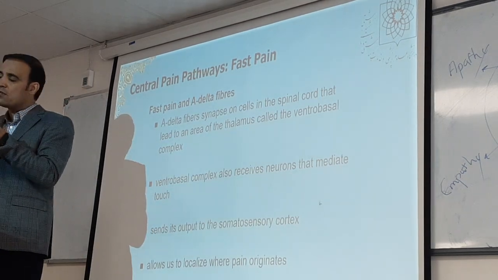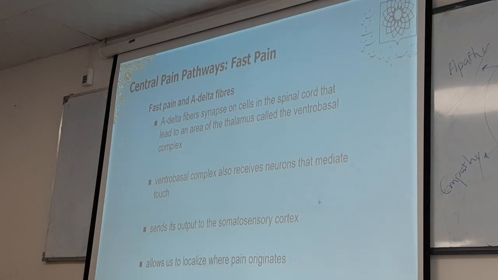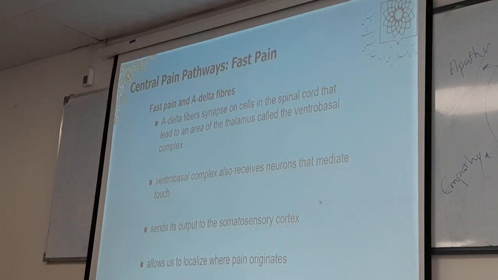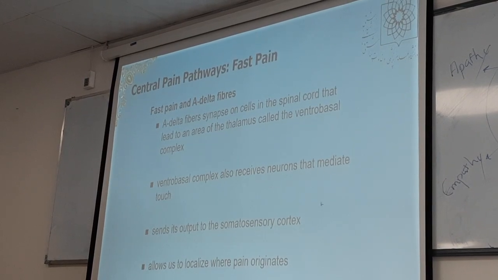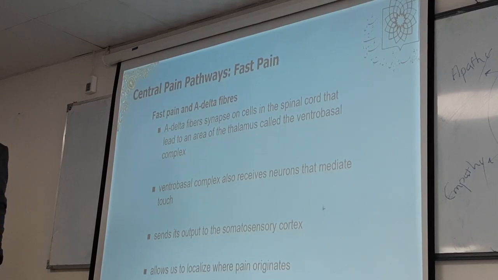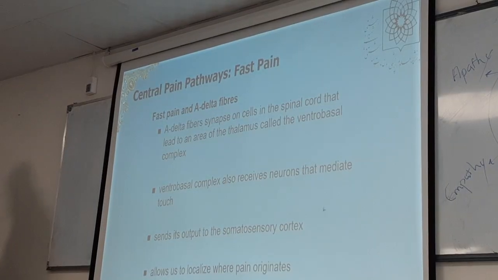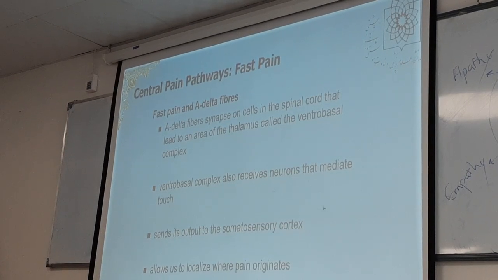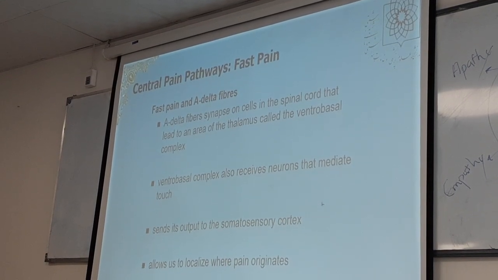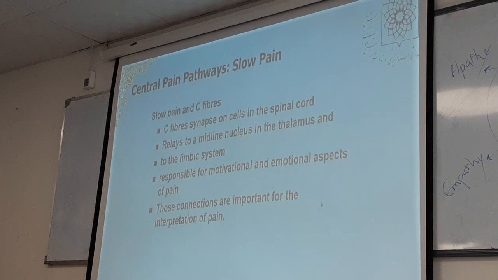When a pin enters your skin and you have a pain, at the same time, touch sensation also will be activated and sent to the thalamus. And we use this information to say which part of the skin is being injured. Localization is important. Then the signal is sent to the somatosensory cortex, and then we are able to detect all the parts of the pain.